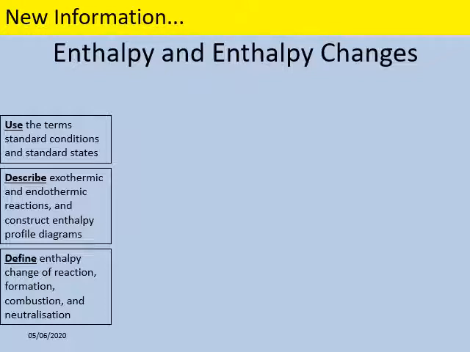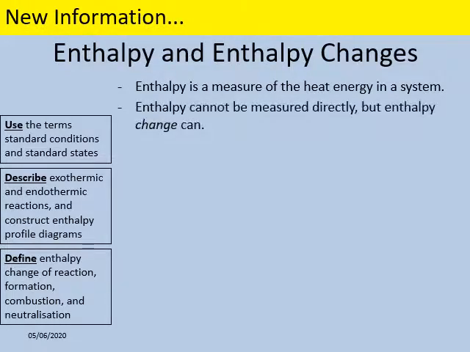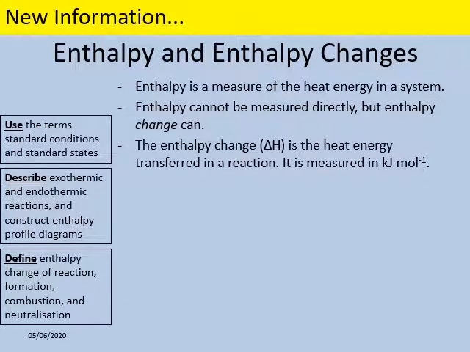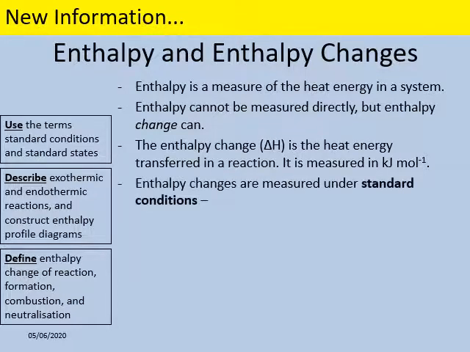So what is enthalpy and what are enthalpy changes? Throughout GCSE, we've probably used the word energy to describe enthalpy. So enthalpy is just a measure of how much heat energy is in a system. And we can't measure that quantity directly, but we can measure the enthalpy change when a reaction happens. The enthalpy change is given this symbol, delta H, so that little triangle is the symbol delta, means change, H is enthalpy, and that quantity is measured in units of kilojoules per mole.